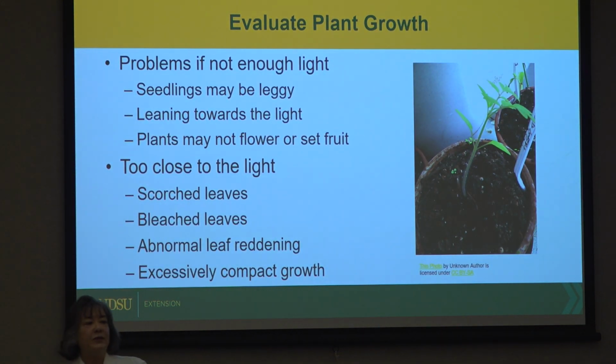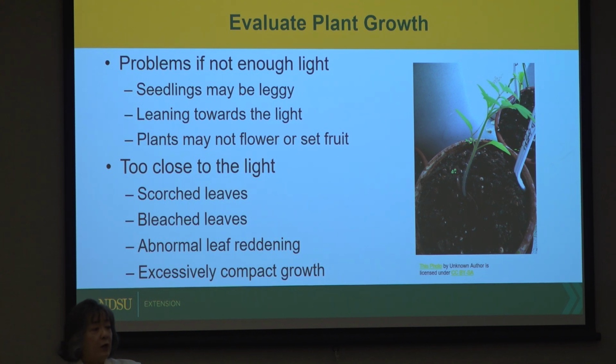For those of you that don't have plant grow lights, you can use your eyes and observe plant growth to know how well you're doing. So how do you know if your plants aren't getting enough light? If your seedlings are leggy, that's a good symptom that you don't have enough light. So they look really stretched and unhealthy. Like if they're bending towards the window, that may be a sign they're not getting enough light. And eventually they may not flower or set fruit.